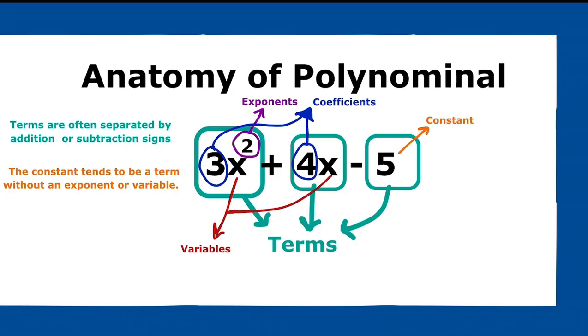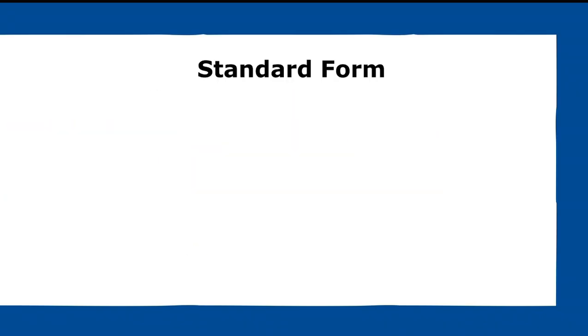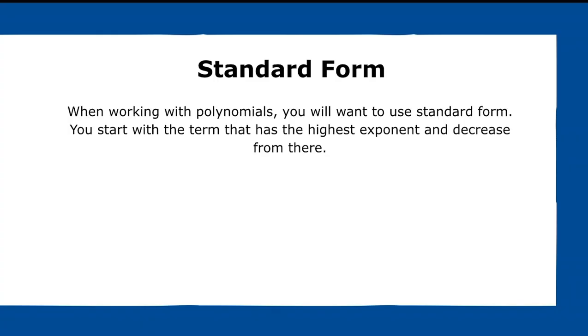So now that you know the anatomy of a polynomial, it's very important that you know how to write a polynomial. So this leads us into standard form. Standard form is when you start with the biggest exponent value you have and then decrease along the way. So you start with the biggest to smallest exponent you have.